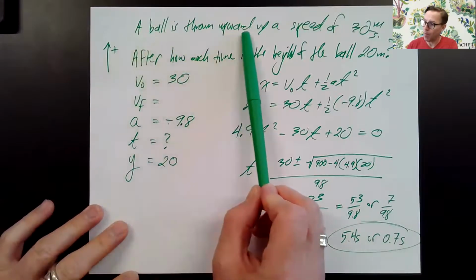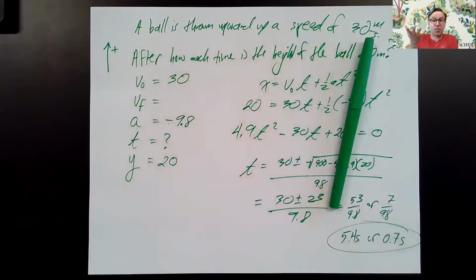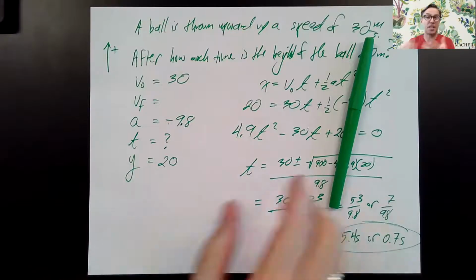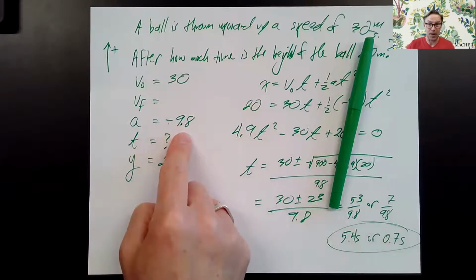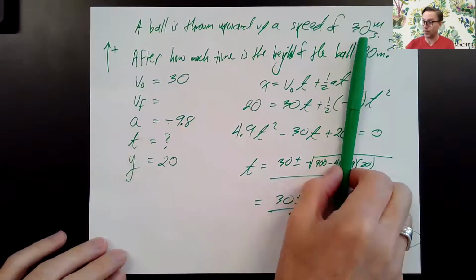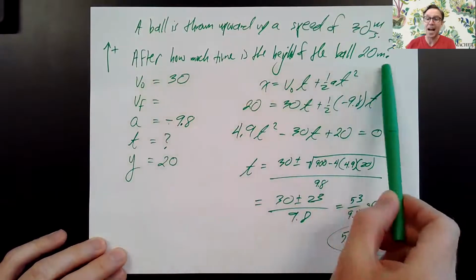A ball is thrown upward with a speed of 30 meters per second. It's going 30 meters per second. After a second, it's going about 20 meters per second. After another second, it's going about 10 meters per second. After another second, it's just about stopped. I'm saying just about because I'm pretending 10 instead of 9.8 as my negative acceleration. After how much time is the height 20?